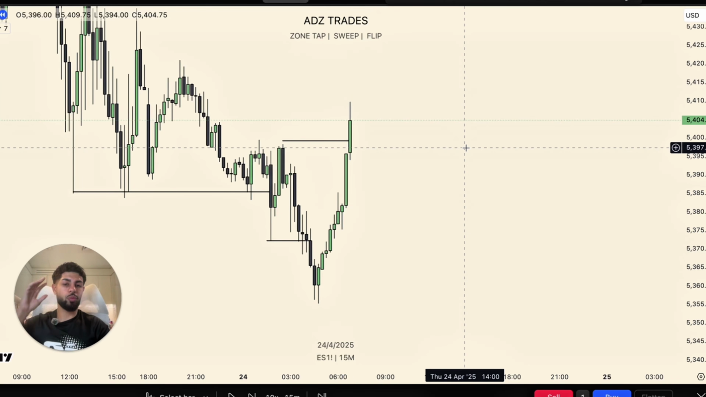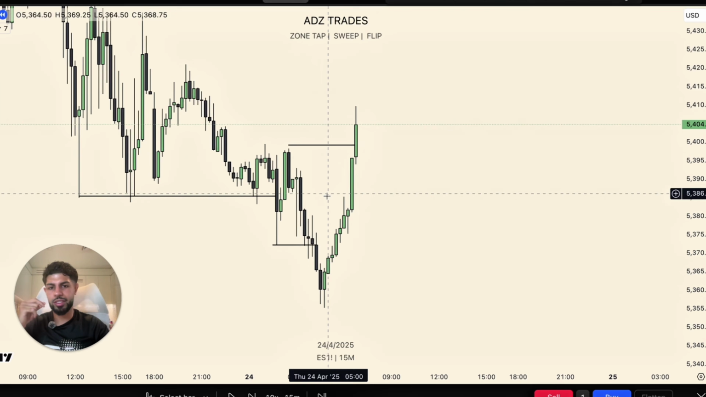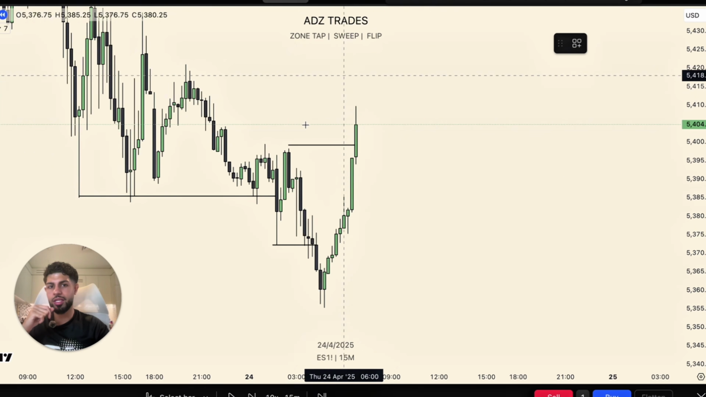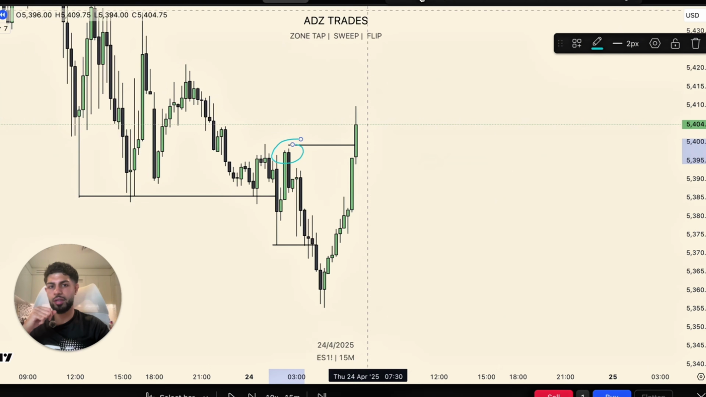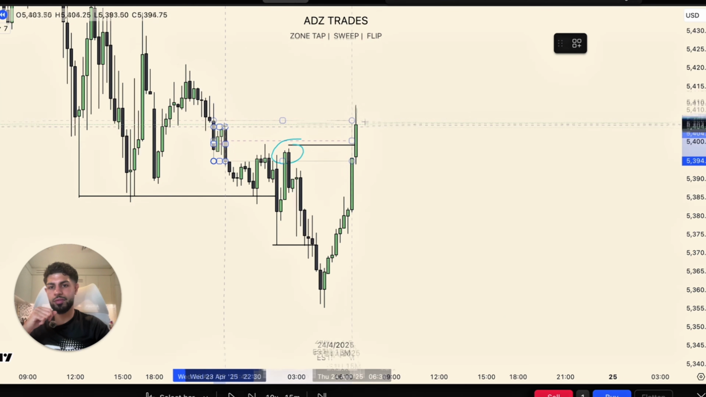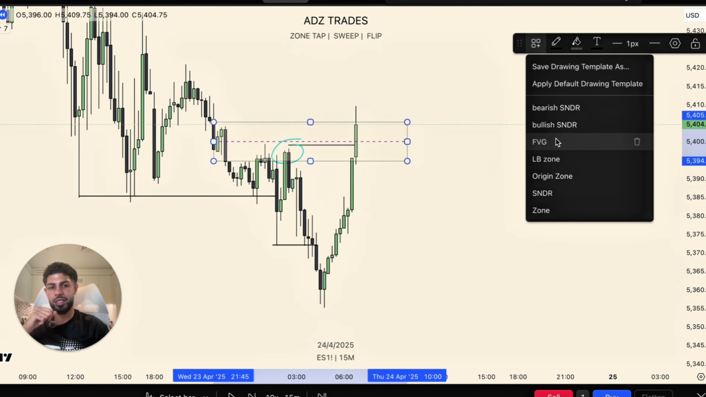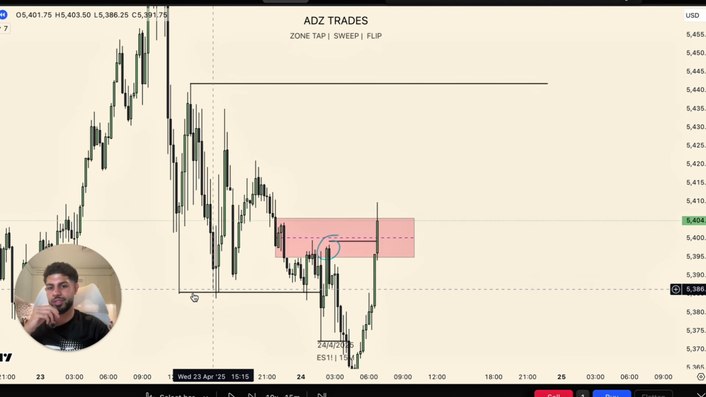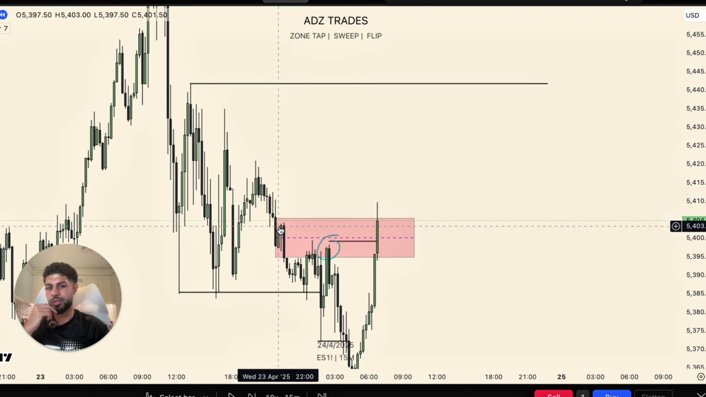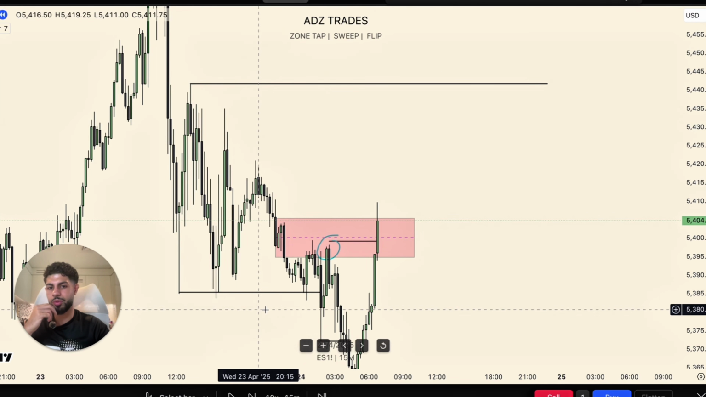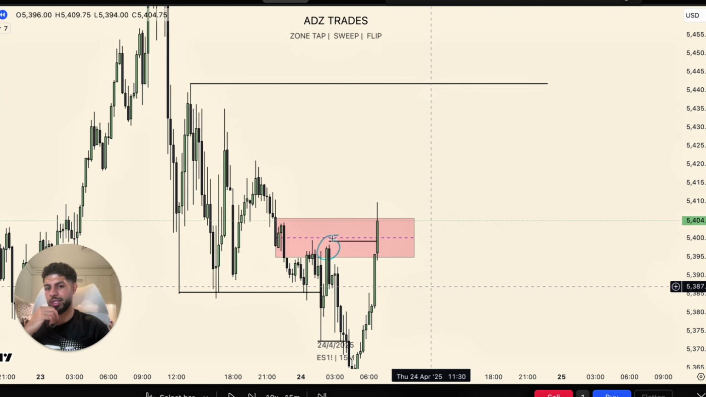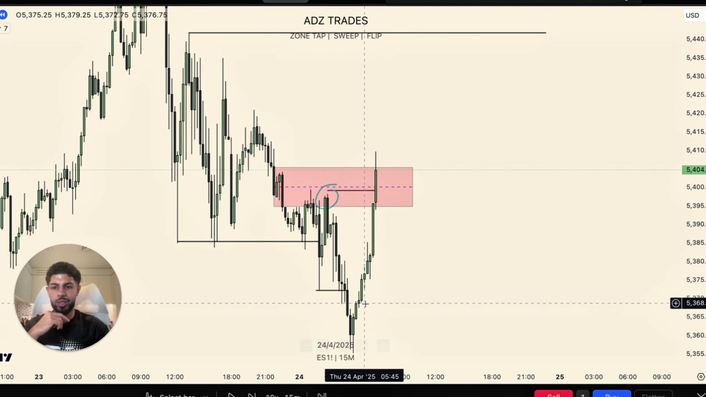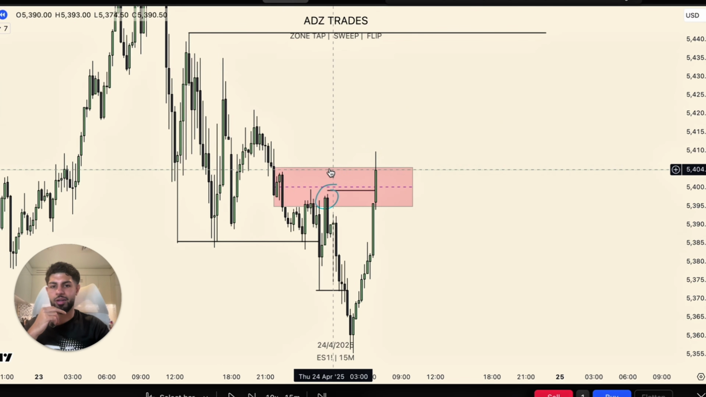Okay, but how do we avoid a fake change of character? How do I know this is not a fake change of character? Well, where did this protected high here come from? I can see to the left, it actually came from this SNDR, which did what? Which was responsible for taking this low. This was the last down to up movement before we ran this low here. We came back into it. This is why our high was put in here. It's not random that our high was put in here, and then we pushed lower. So our protected high came from here.